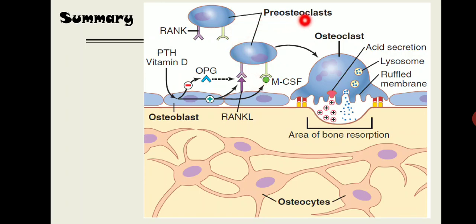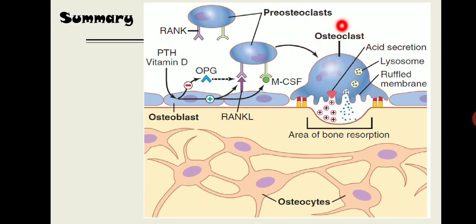Once this pre-osteoclast or monocyte binds with the appropriate ligand, this one is the RANK receptor, the receptor for RANKL. This one is the receptor for M-CSF. RANK will bind with RANKL, and the receptor CSF1R will bind with M-CSF. This pre-osteoclast or monocyte gets converted into the osteoclast.